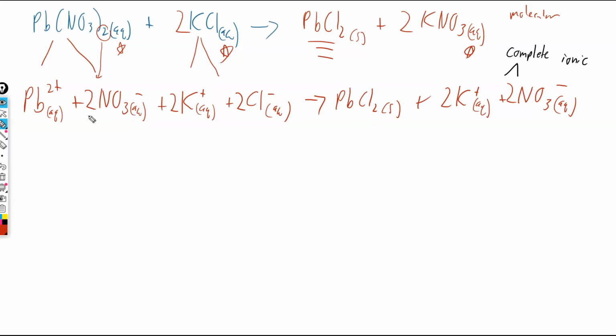But if you look at nitrate, 2 NO3- aqueous, 2 NO3- aqueous, they're the same on both sides, which means we can cancel these guys out. So now we're going to just cross them out.